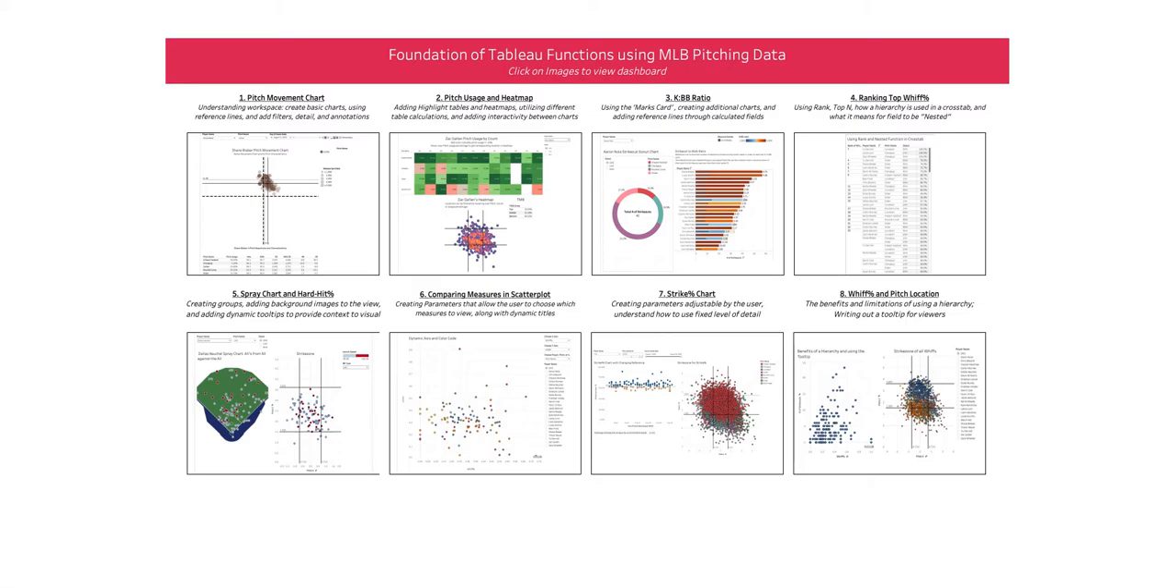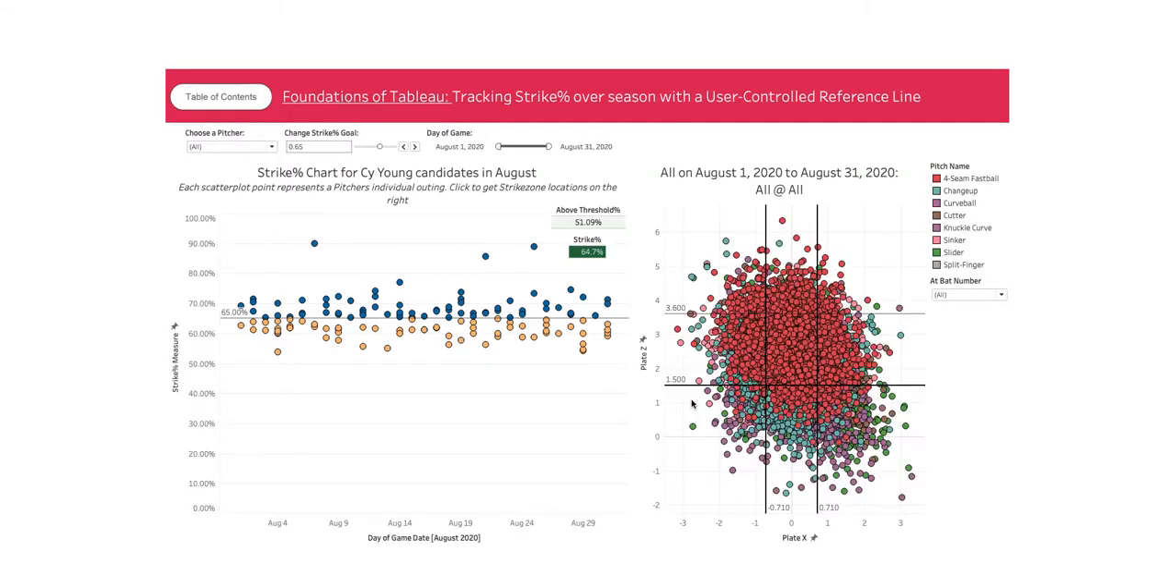So here I want to show how we can track player performance goals over time. So what I'm going to do is go to this dashboard here. On the left I have a scatter plot showing strike percentage for each individual outing over the course of the season, and then a corresponding strike zone chart here on the right. And then I have some filters here at the top.